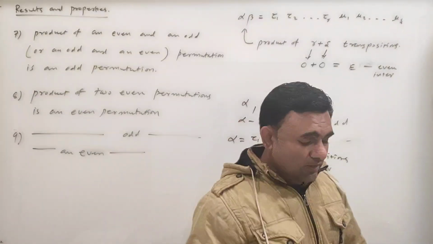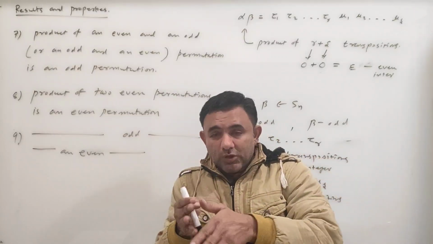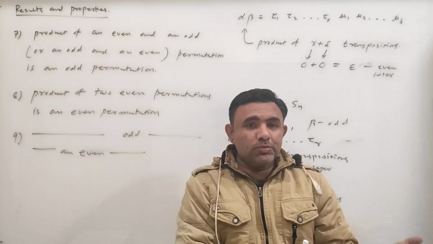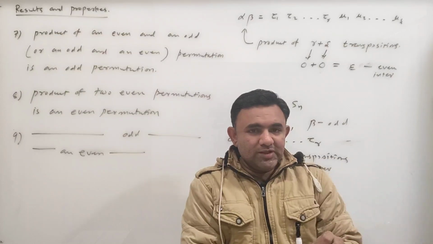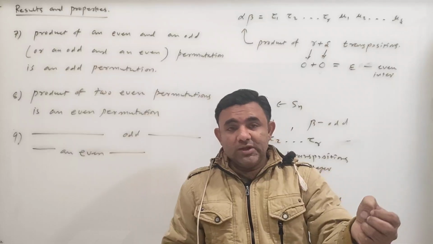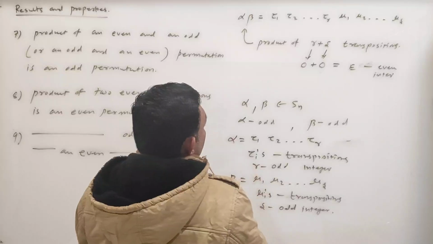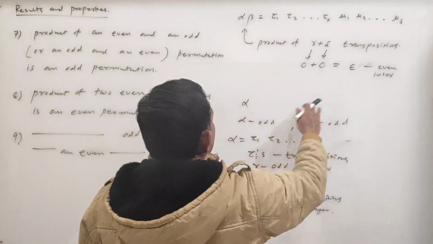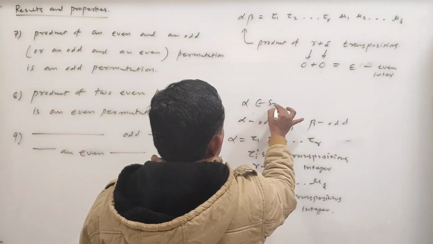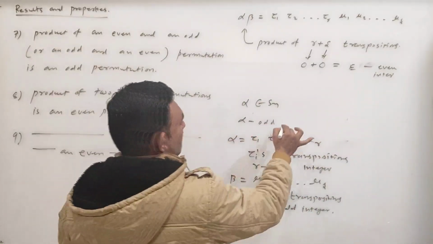Okay, so now the next natural question is: suppose I am given one permutation, then it will be either odd or even, but what about its inverse? The inverse is also a permutation. So if I am given an odd permutation, then how will its inverse be, will it be even or odd? So let us see. Let me deal with only one. Let alpha belong to S_n, and suppose alpha is an odd permutation, right? Alpha is an odd permutation.